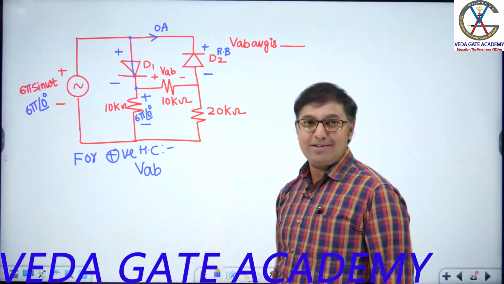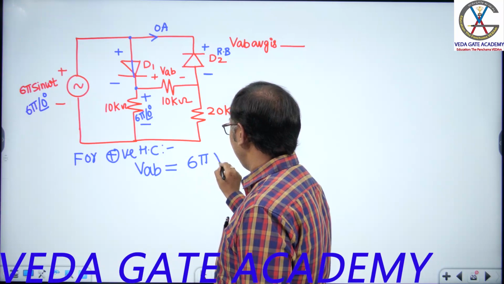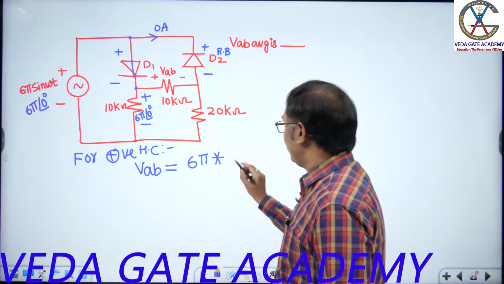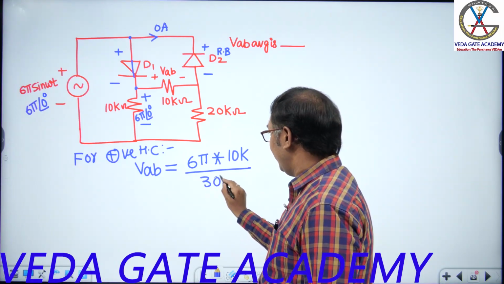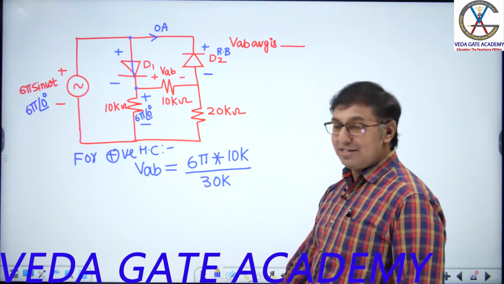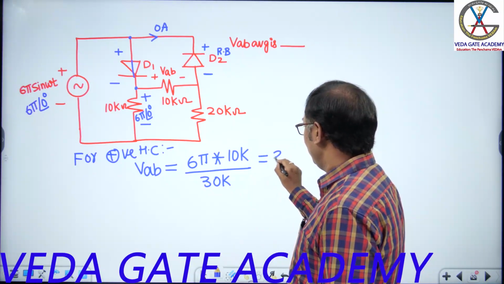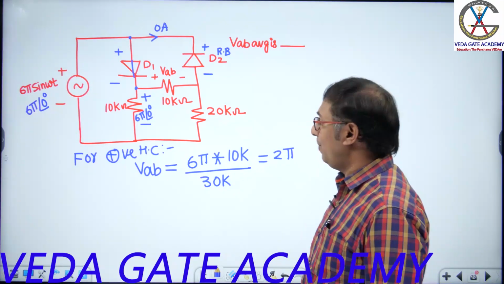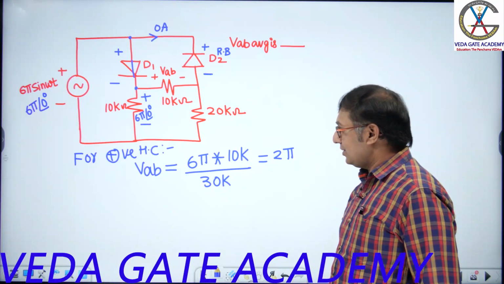Okay. What is VAB? VAB equals 6π into the respective resistance, 10K, by the total resistance, 30K. The total resistance is 30K: 10K, 10K, 10K. Totally this is 2π. So this value is 2π.